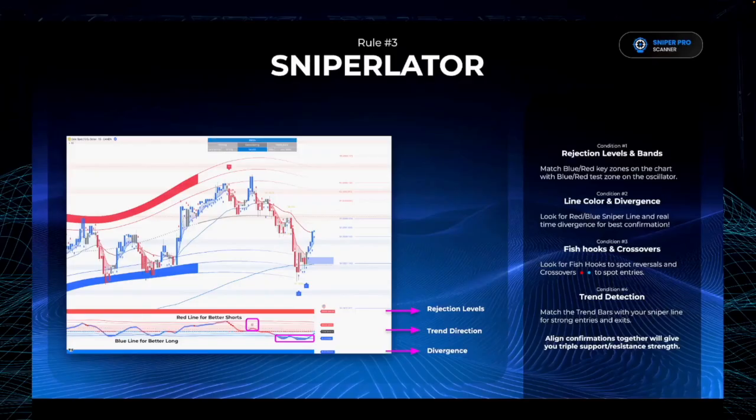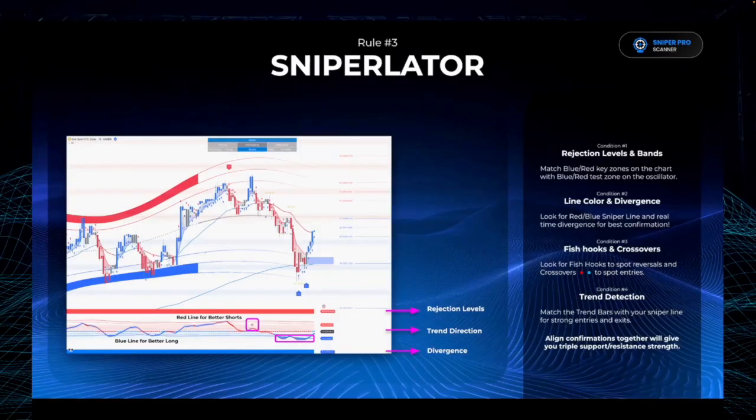The second thing you're looking for now is line colors and the divergence. You will notice that the Sniperlator changes between blue and red. It will turn red if it hits the top bands, and it will turn blue if it hits the bottom bands. So if you're looking for better shorts, then you want to make sure that your line is solid red. If you want to look for better longs, you want to make sure that your line is solid blue.